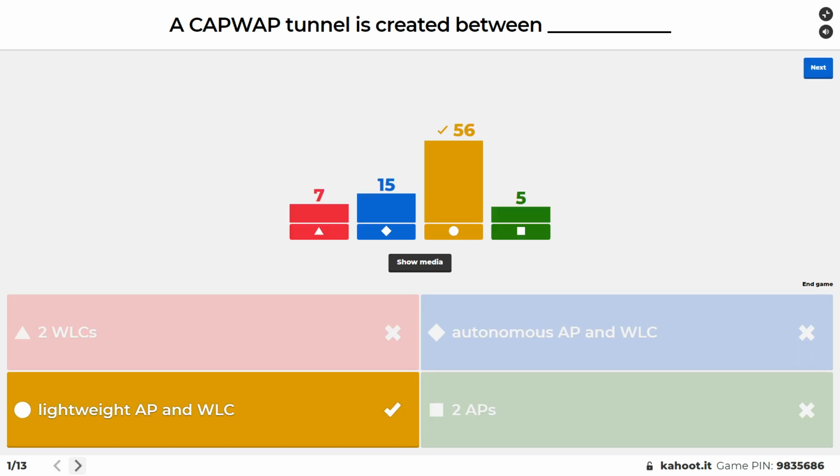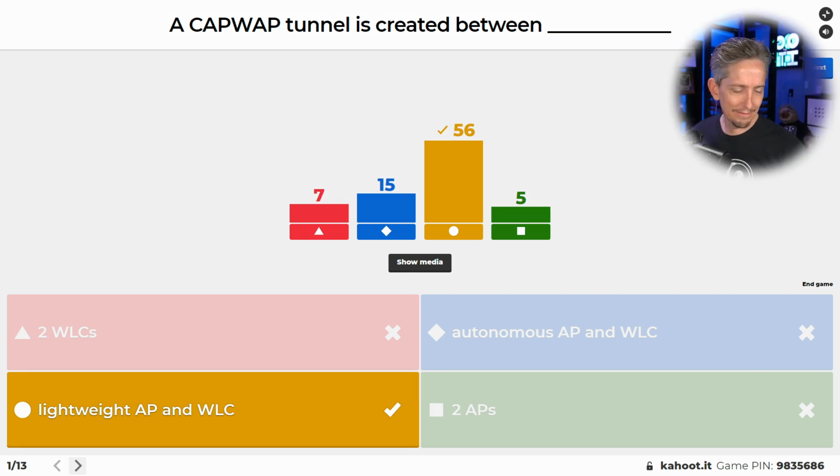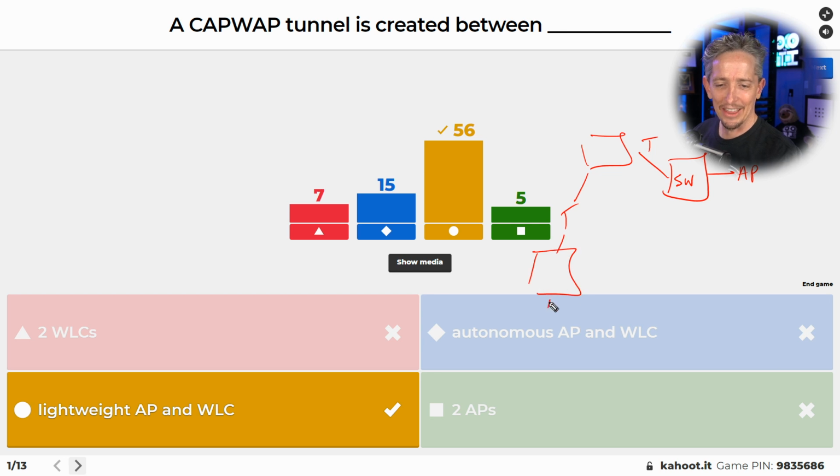All right, a CapWAP tunnel is created between a lightweight access point and a wireless LAN controller. That would look something like this. Let's say we have a switch here, and we've got an AP off an access port there. Then we have maybe a trunk and another switch and another trunk and another switch right there. And then we have the wireless LAN controller. As long as the access point can reach the wireless LAN controller via IP, these guys don't even have to be in the same VLAN. As long as there's routing and the default gateway and everything else, there's going to be a logical tunnel that's built between the access point and the wireless LAN controller.